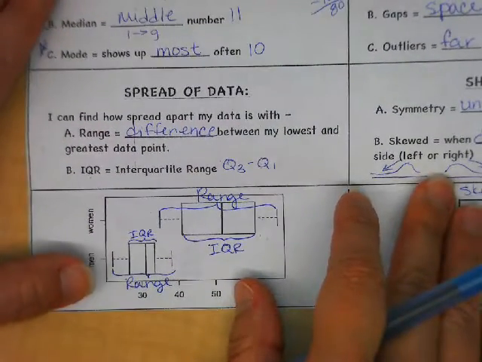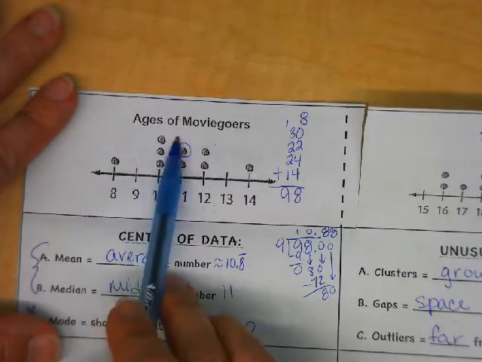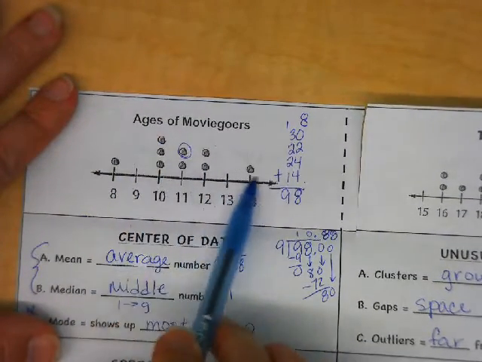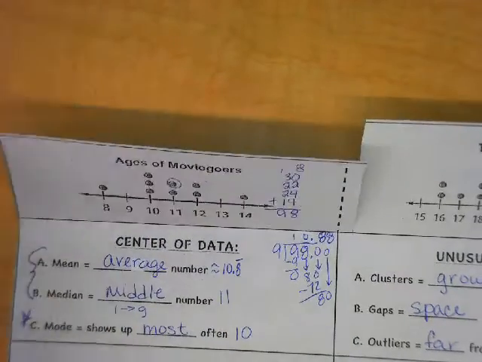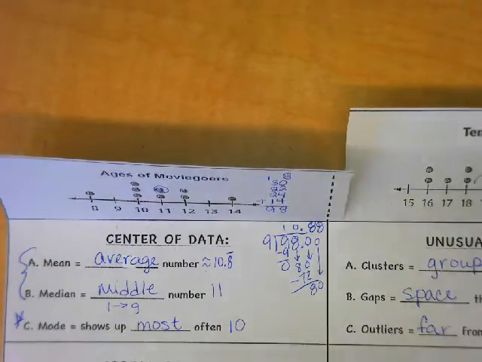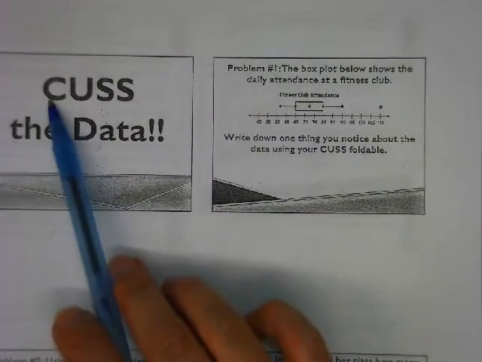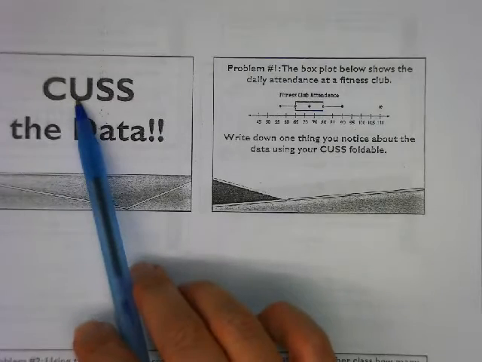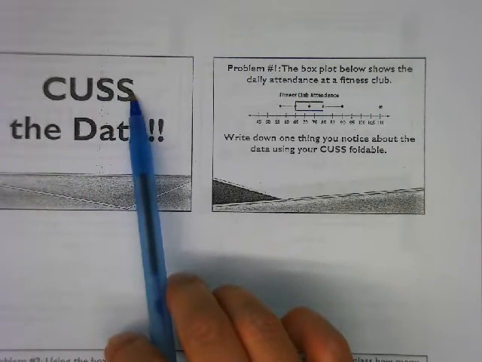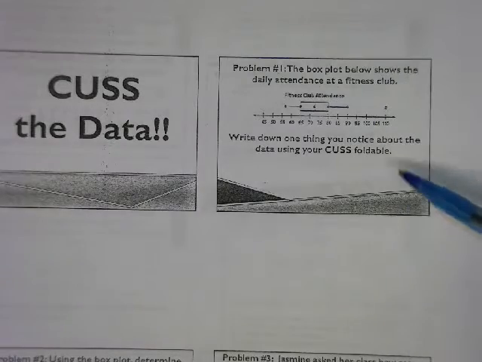So here is an example. This one, you can see it goes up and then it has a tail to the right. This would be skewed right. So we're going to take this information today and we're going to answer some questions using our foldable here, right? Discussing the data: center, unusual feature, spread of the data, shape of the data. And we're going to go through these together and then you're going to do some on your own.